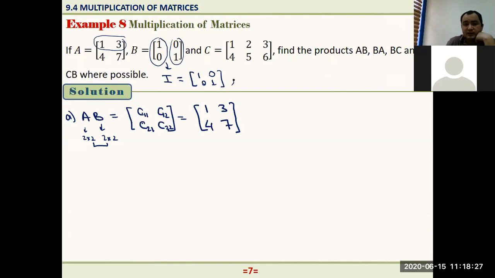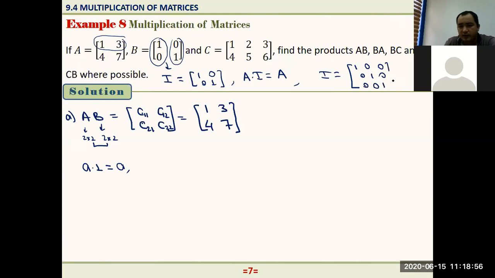In such case, if you multiply any 2 by 2 matrix by I, that's equal to itself. In real number system, it's like 1, because we know that if you multiply any number by 1 it is equal to itself. But in matrices, that 1 we denote by I. For example, another identity matrix, 3 by 3: 1, 0, 0, 0, 1, 0, 0, 0, 1. That's also an identity matrix. It must be a square matrix.